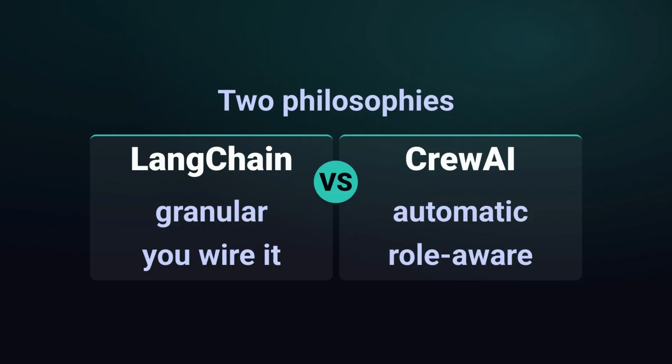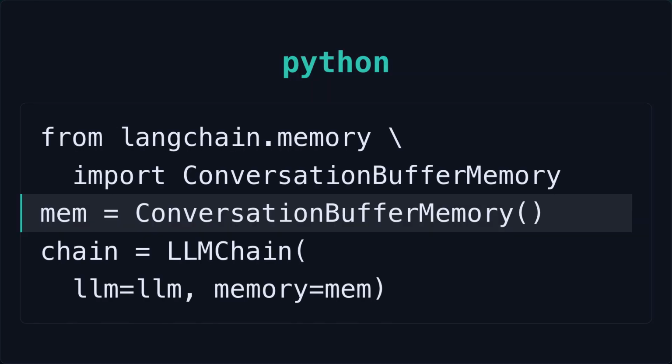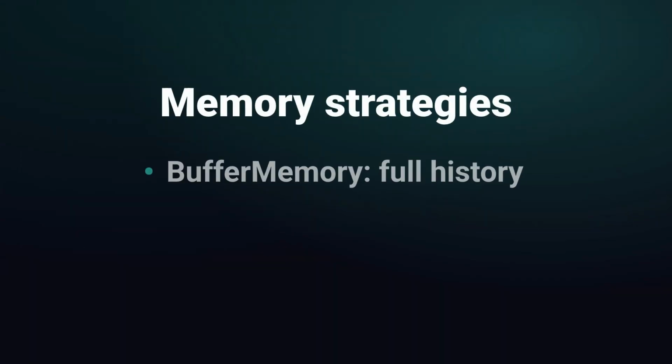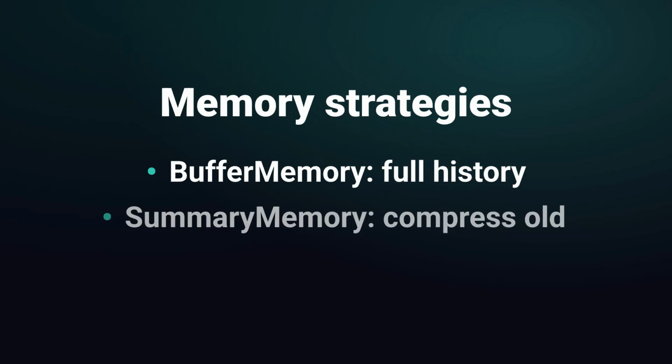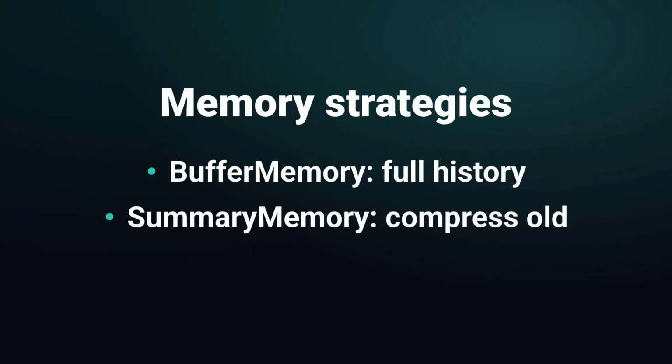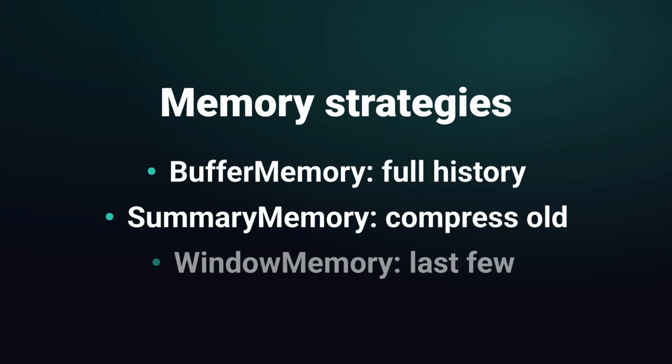Let's start with LangChain, because it's the more granular of the two. LangChain treats memory as a modular component you explicitly wire into your chain or agent. You've got classes like ConversationBufferMemory, which simply stores the full message history and stuffs it back into the prompt. That works until your conversation gets long and you blow past the context window. So LangChain gives you alternatives. Conversation Summary Memory, which uses the LLM to compress older messages into a running summary, and Conversation Buffer Window Memory, which only keeps the last few exchanges. You choose the strategy, you tune the parameters, you own the trade-offs.